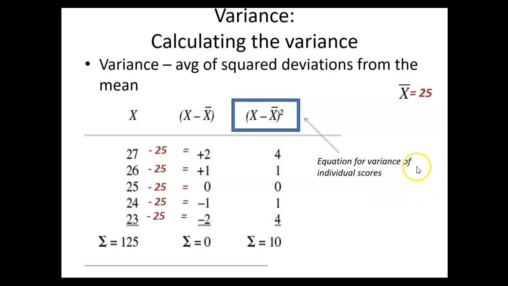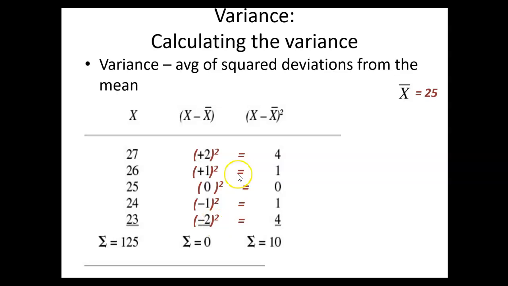If we want to get variance, we need to square these numbers. We do that by saying, what's 2 times 2? 4. What's 1 times 1? 1. 0 times 0 is 0. Negative 1 times negative 1 is 1. Negative 2 times negative 2 is 4. So we're just squaring all of our numbers right here. And now we have a sum score of 10. So we're just going 4 plus 1 plus 1 plus 4. Again, our number is 10.